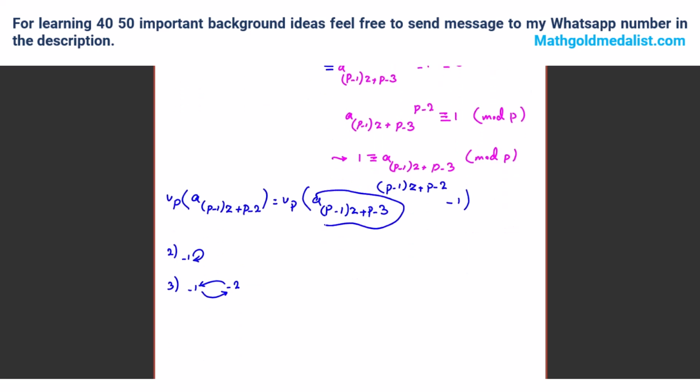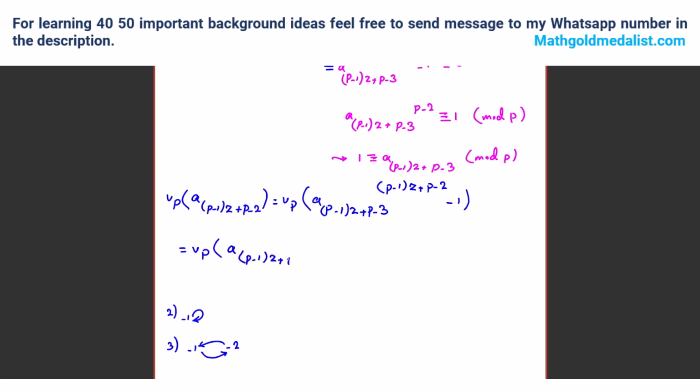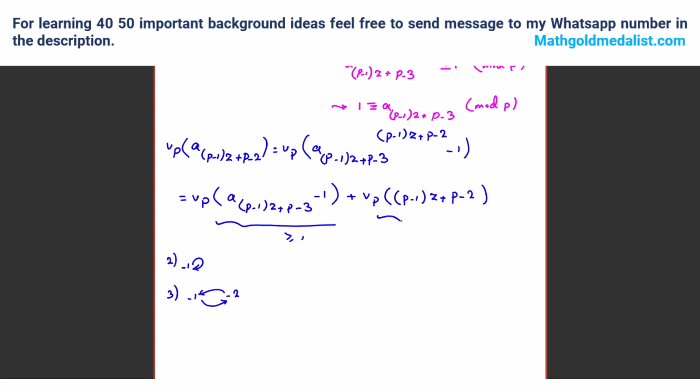And because we know it is 1 mod p, this one minus this one is a multiple of p, so the assumptions of the conditions of LTE will be satisfied. So we can write it as VP of a^{(p minus 1) z plus p minus 3} minus 1. This one is at least 1 because we proved this one is 1 mod p, plus VP of (p minus 1) z plus p minus 2. Okay, so if we prove that this one can be a multiple of p to the k minus 1, then for this case, the problem will be solved.